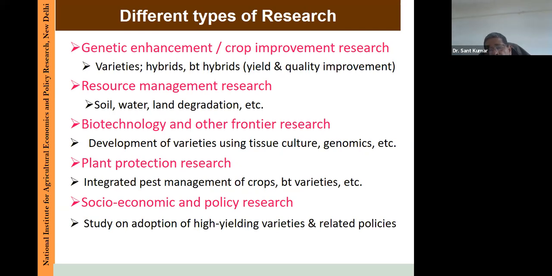In protection related research, we take integrated pest management of the crop, BT varieties. We also undertake socioeconomic and policy related research and their impact on the farmers, society.